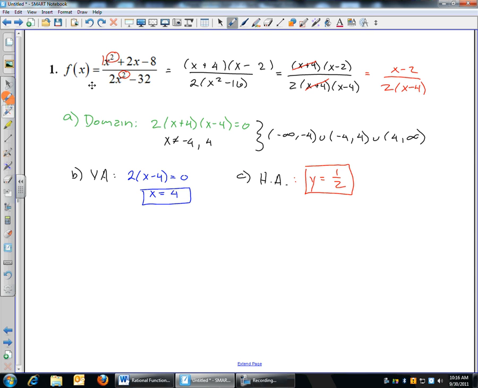Now part D, slant asymptotes, is only if your top degree is 1 more than the bottom. Since my degrees are equal, there is no slant asymptote. So I'll just make a little note, there is no slant asymptote. The next part was holes.